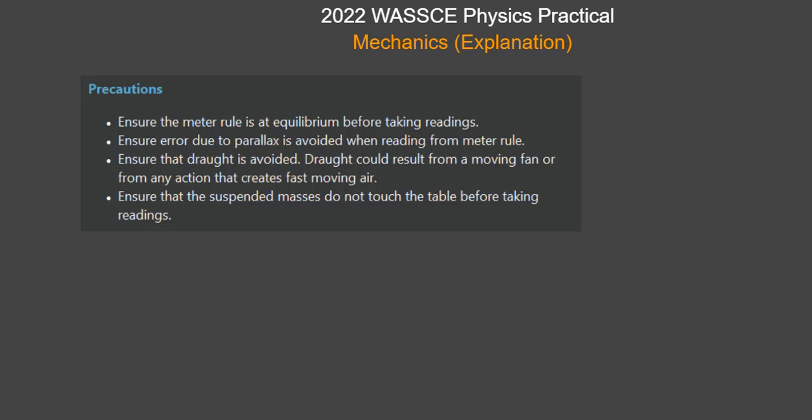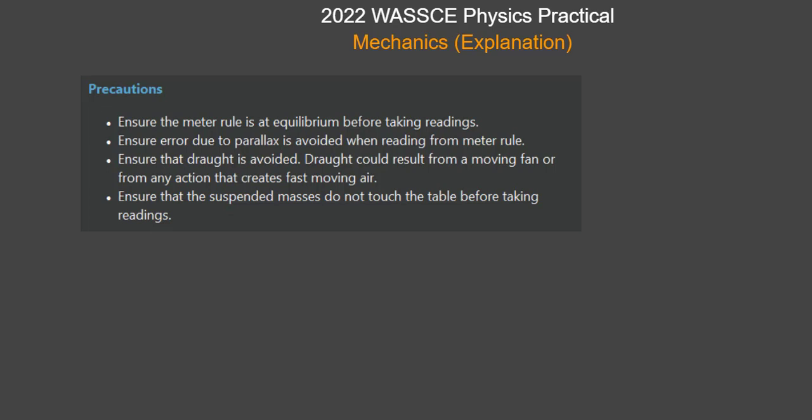The second thing you want to do is to make sure that error due to parallax is avoided when reading from the meter rule. So make sure you position your eye in such a way that it is parallel with the meter rule, such that you are not taking the reading at an angle. You are taking the reading with your eye being parallel to the point where you want to take the reading.